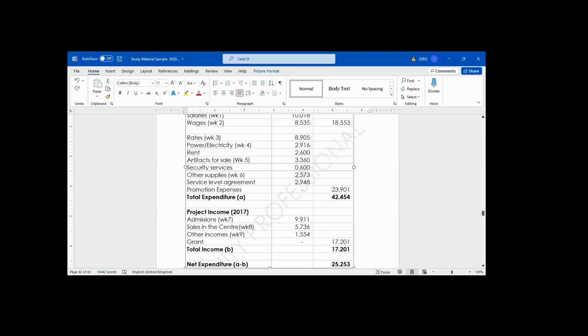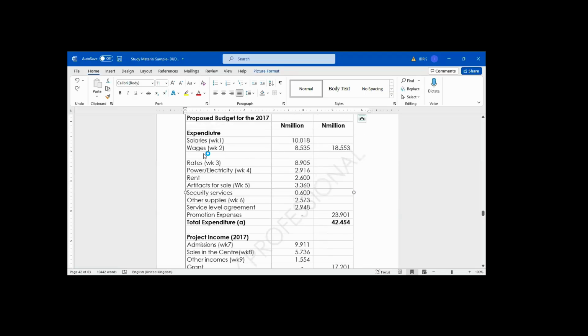So you add all the expenses, all the expenditures together, starting from rates up to promotion expenses. When you add that, it will give you 23.910. We have not done salaries and wages. We are still going to look at salaries and wages.